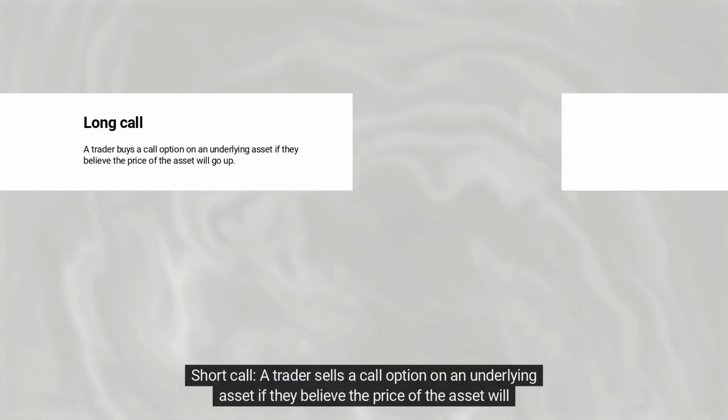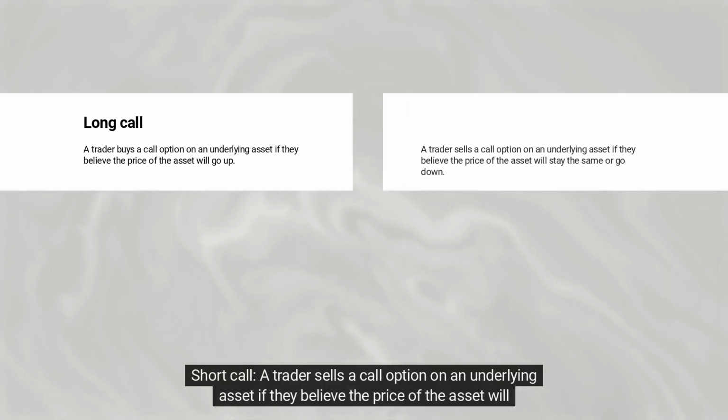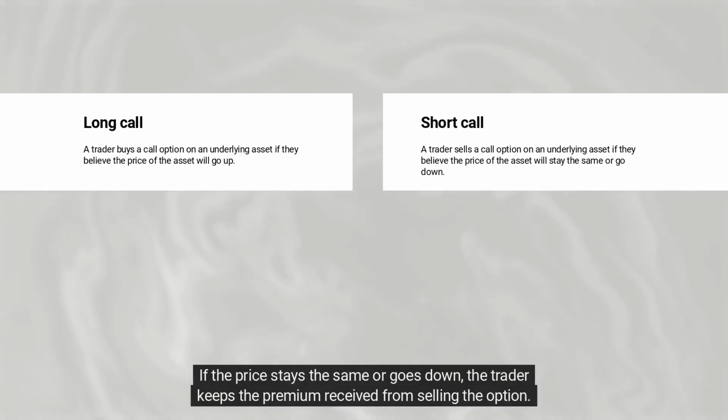Short call. A trader sells a call option on an underlying asset if they believe the price of the asset will stay the same or go down. If the price stays the same or goes down, the trader keeps the premium received from selling the option.